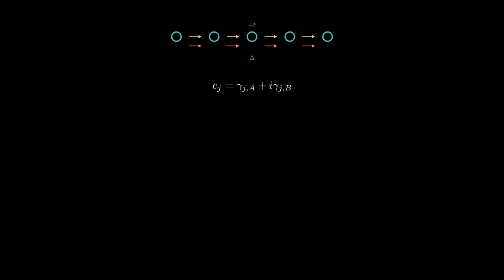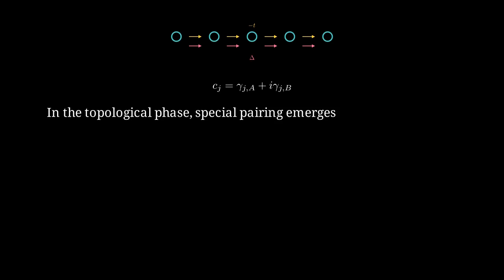Now we decompose each fermion operator Cj into 2 Majorana operators, gamma ja plus i times gamma jb. When we enter the topological phase, something remarkable happens. Majorana modes from different sites pair up in an unusual way. In the topological phase, B Majoranas from neighboring sites pair up, but the A Majorana at the left end and B Majorana at the right end remain unpaired.